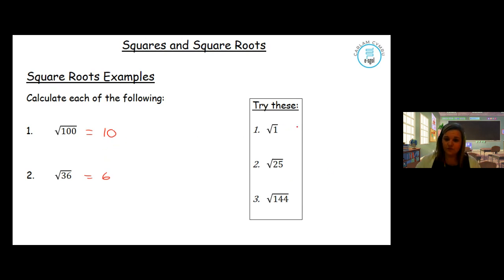So the square root of 1, what do you multiply by itself to get 1? The answer to that one was 1. Square root of 25, what number do you multiply by itself to get 25? It's 5. And then the last one, the square root of 144, what do you multiply by itself to get 144? You have 12.